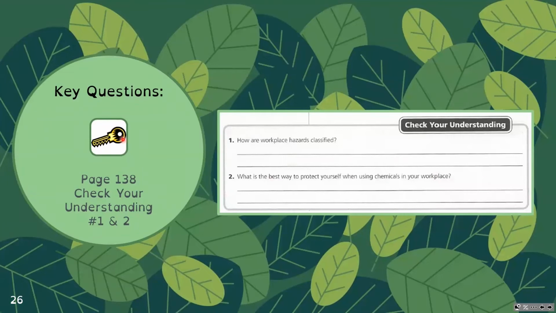All right, so now you can do the key questions on page 138, the check your understanding questions. They are 1 and 2.